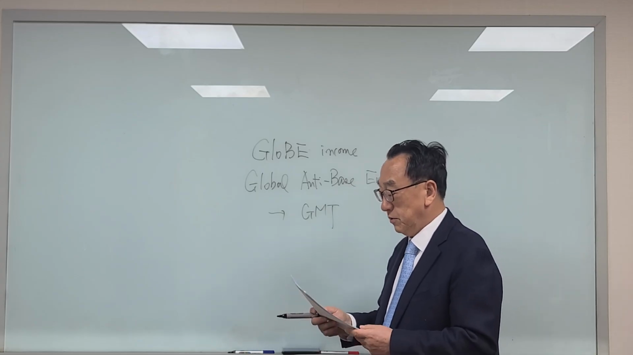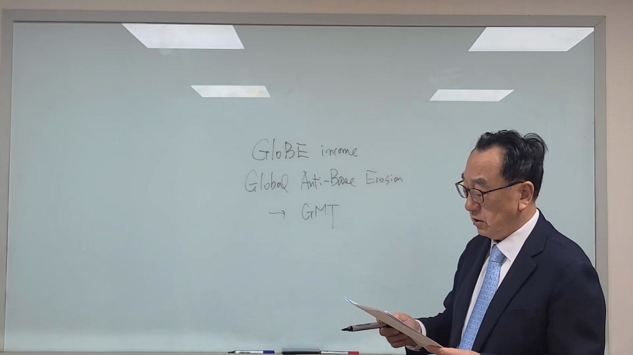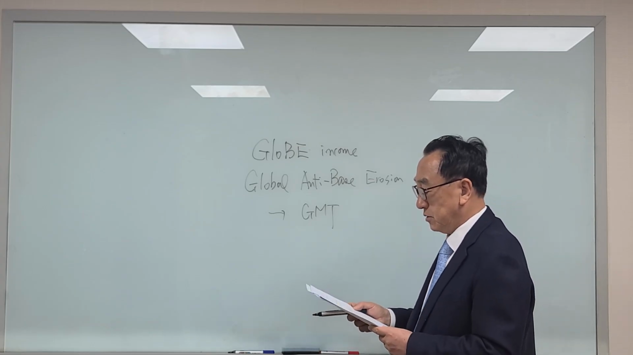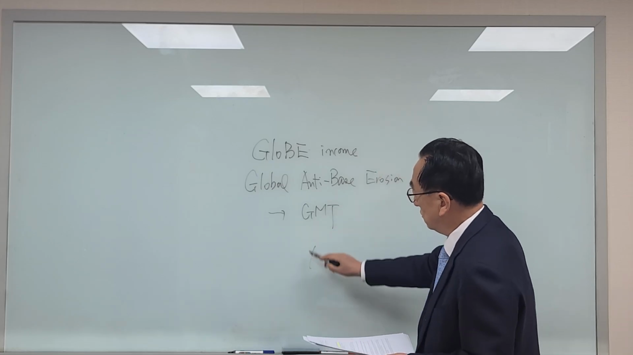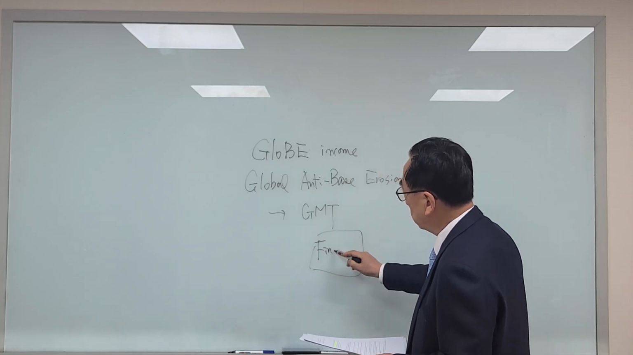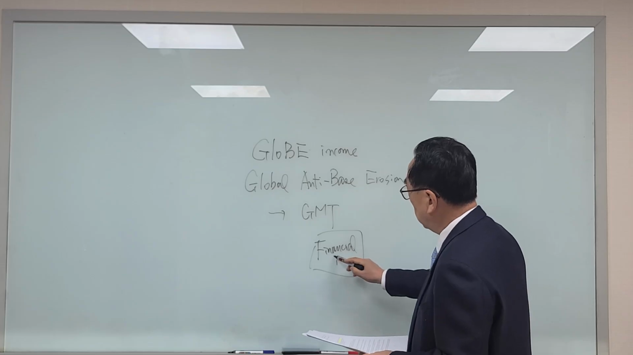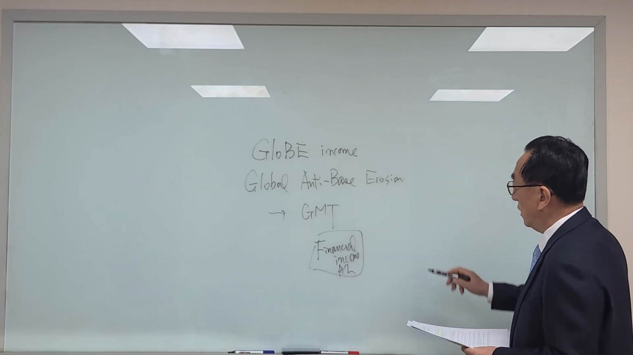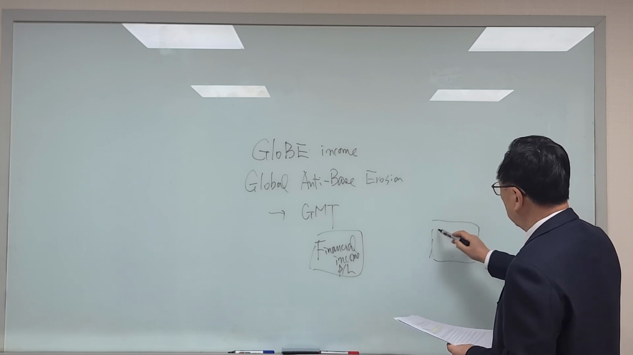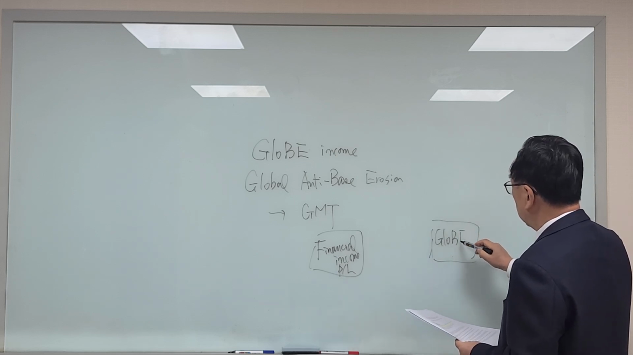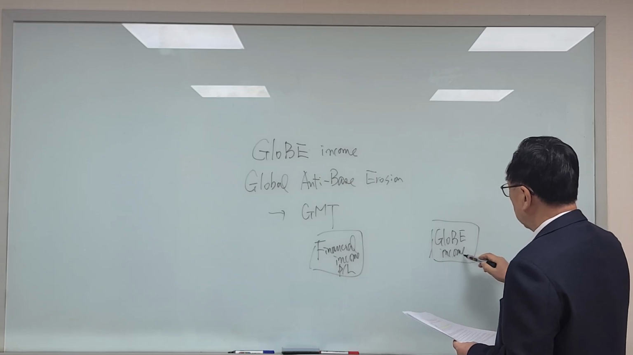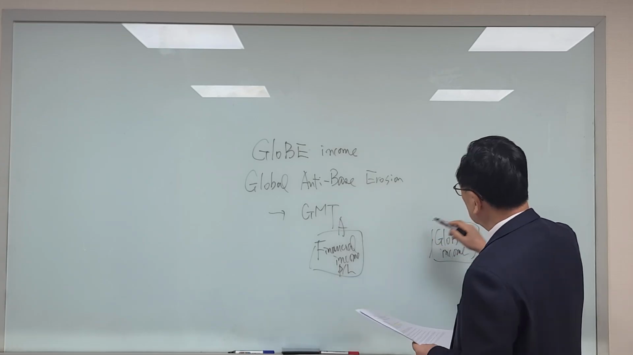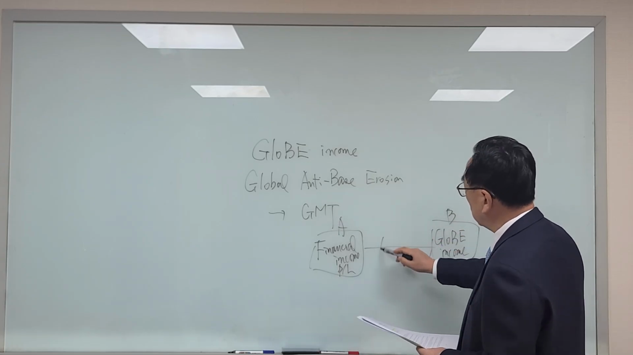To determine the GloBE income, the accounting net income should be adjusted by applying the below adjustment items. So there are two kinds of income. One is financial income in the P&L of that company, and there is GloBE income, which is used for computation of GMT. So between the two, this is A, this is B. Between A and B, there should be adjustment.